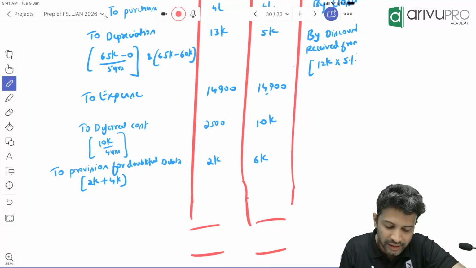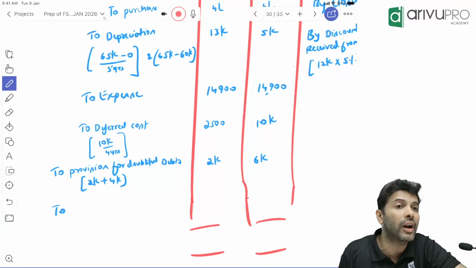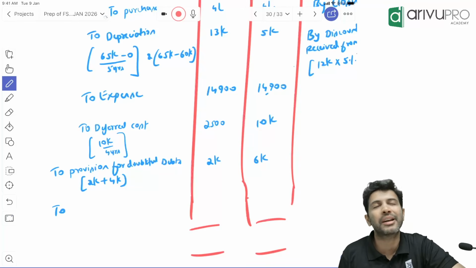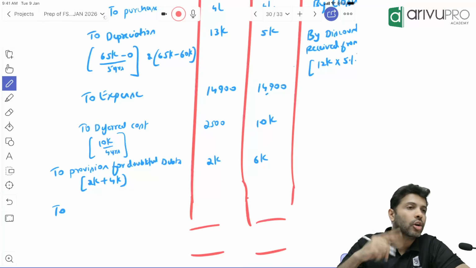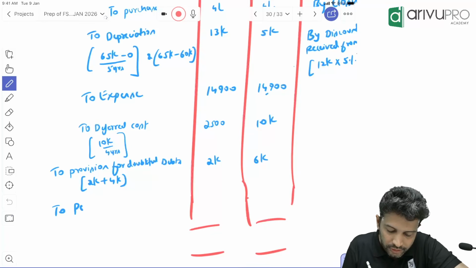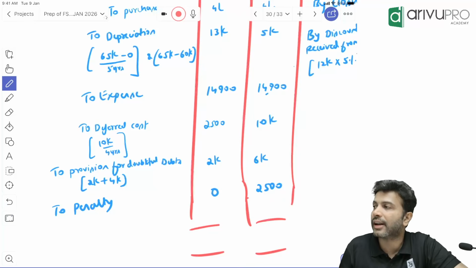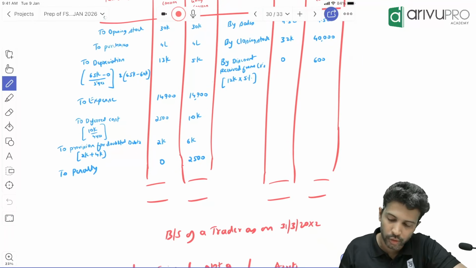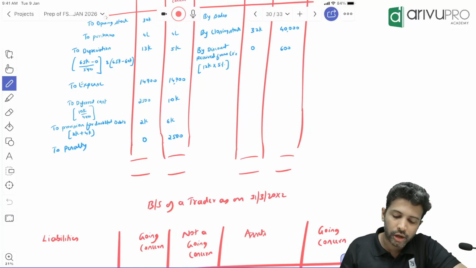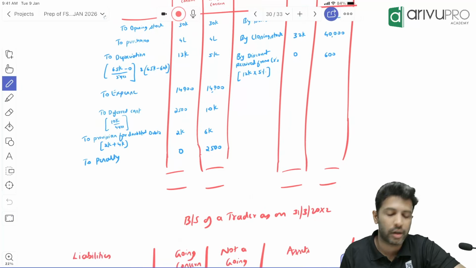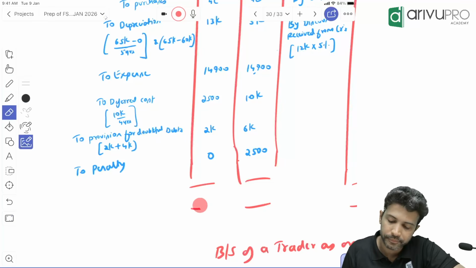So this penalty will come only if you settle the loan early. Early settlement, when will it happen? In the going concern case or not a going concern? Not a going concern. How much penalty you have to pay? 2,500. Will it come in the going concern case? No. It will only come in your not a going concern case.